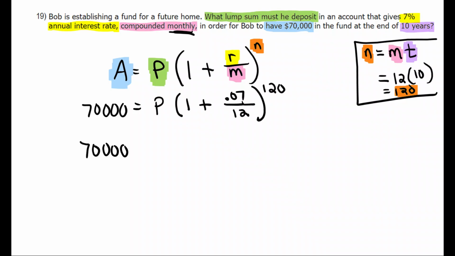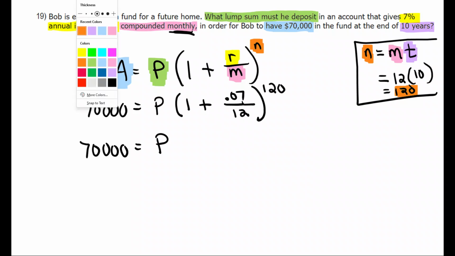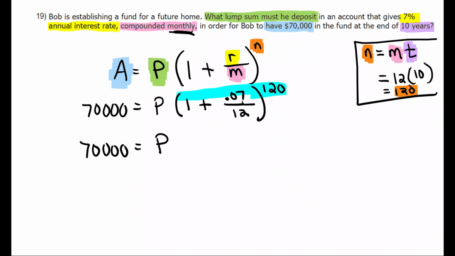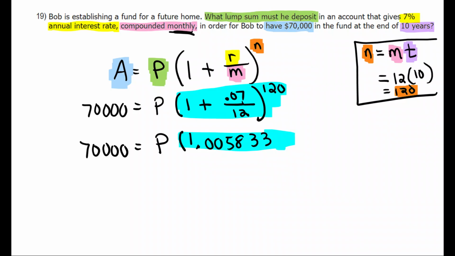Now, I'm going to solve this in two steps. The first step is going to be grabbing my calculator and doing all of this in my calculator so that I get a number right here. And I already did that. So when I got my number, it was 1.005833. I think the 3's kept going.